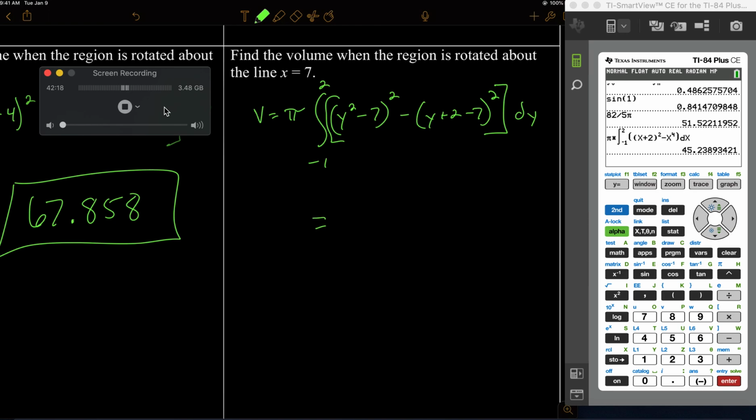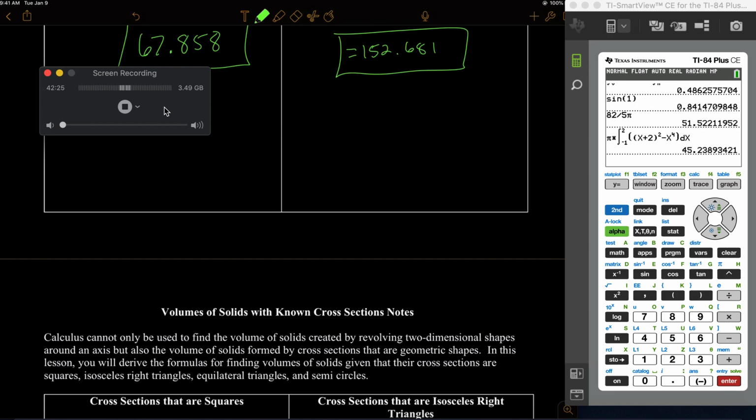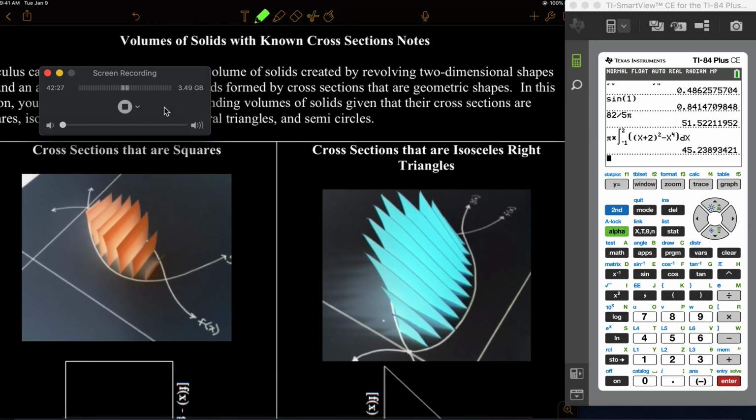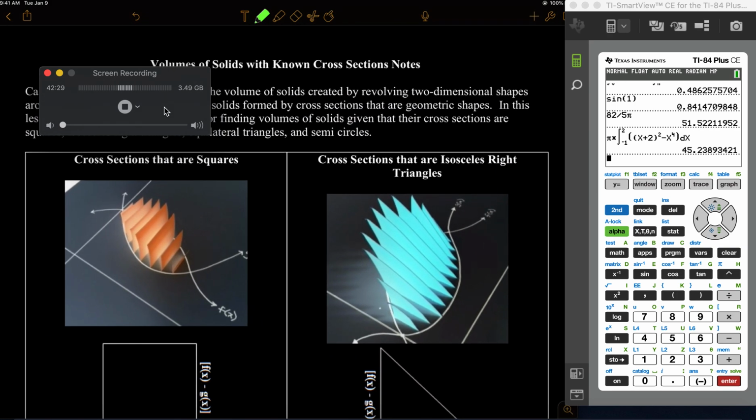Okay, welcome back. I got 152.681. And that is it. We've got one more section, volumes of solids with known cross sections, coming up, and you are done with AP Calculus. We will just be getting ready for that exam now. Nice job, folks.